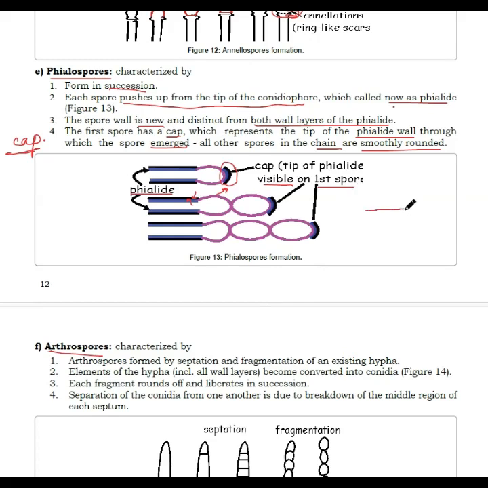So you can see that if this is a conidiophore, and when another spore-like structure is formed, it has pushed the wall of the conidiophore, and the cap is the same. So this spore has been formed by pushing the phialide. By pushing the phialide, this spore is formed, because you can see that the two layers of the cap and the phialide or conidiophore are the same. So the next spore which is formed is smooth, and they are formed in chains.